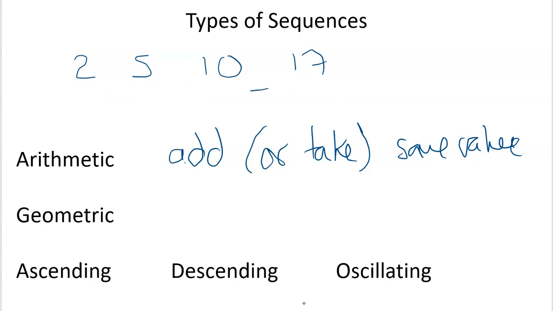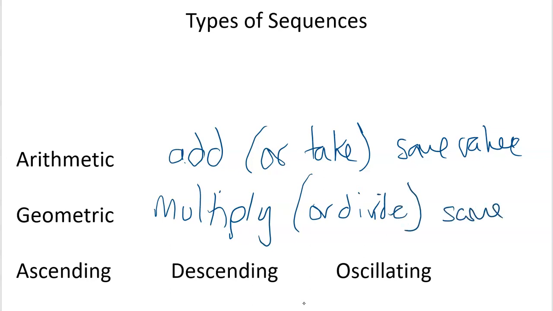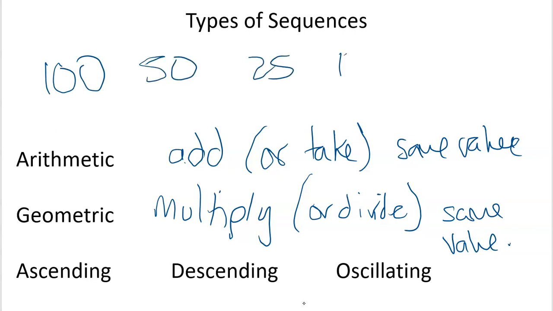But to be an arithmetic sequence, it has to be changing by the same amount each time, plus 3, plus 3, plus 3, or minus 2, minus 2, minus 2, etc. For a geometric sequence, it's about multiplying or dividing by the same value each time. So this might start with 100 and then halve and go to 50 and then to 25 and then 12.5 and so on and so forth. Each time it's going half, half, half the size of the previous, which makes it a geometric sequence.